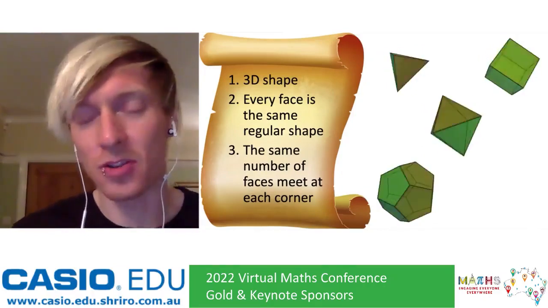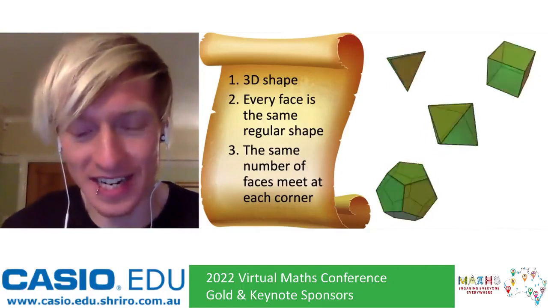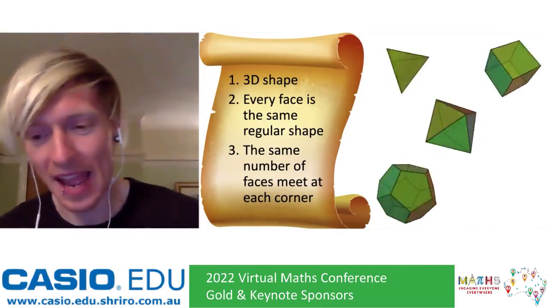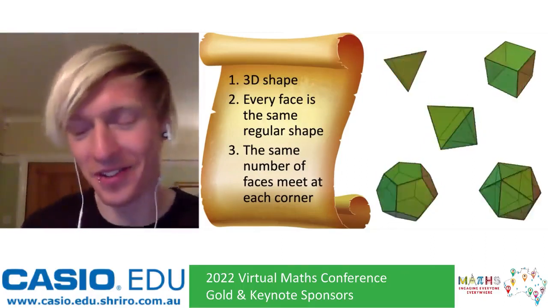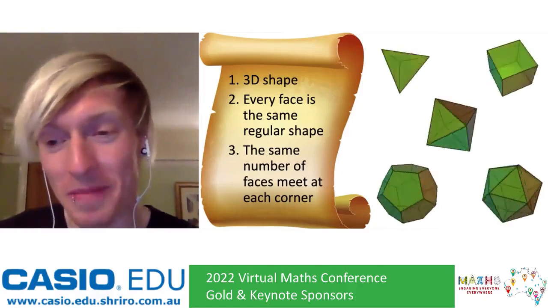Then we've got the dodecahedron. Well done if you got that one, which is a 12-sided solid where every face is a pentagon. And then finally, the 20-sided die, or the icosahedron, to give it its full title. So that was another one made from triangles.